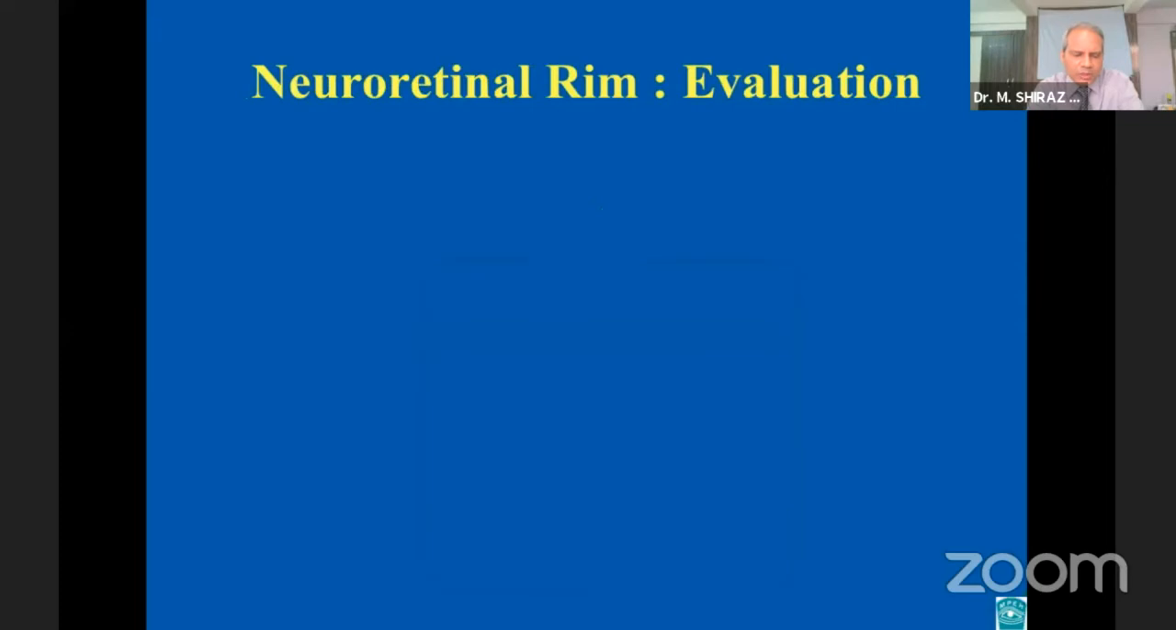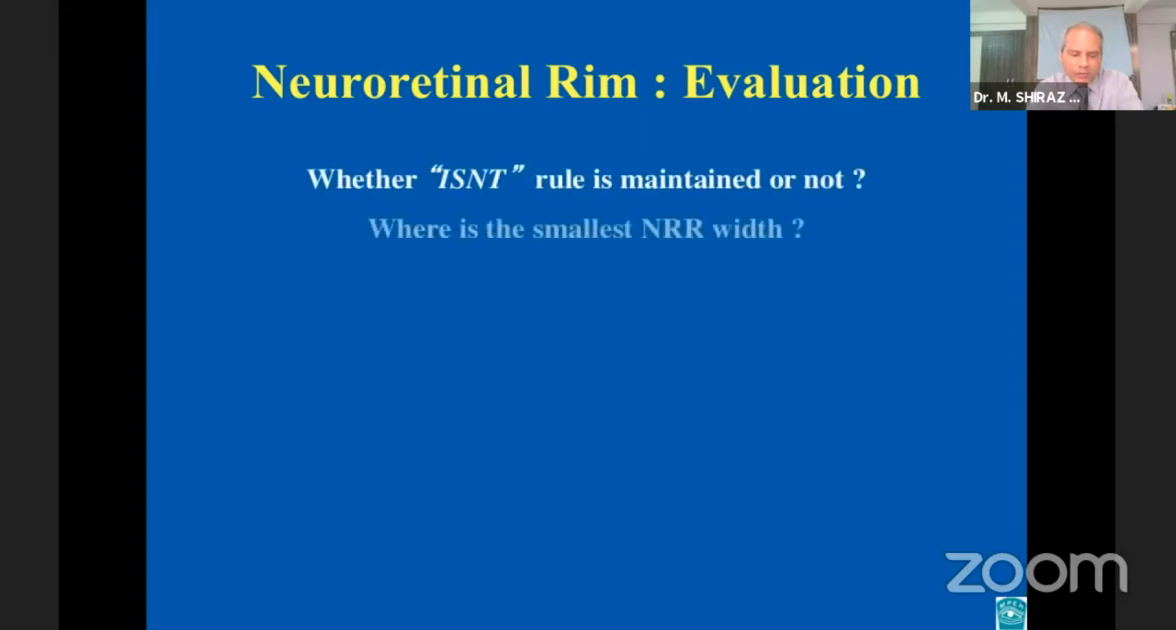So when one starts to examine the neuroretinal rim, 3 questions need to be addressed. First, whether the ISNT rule is maintained or not. Second, where is the smallest NR width? And finally, whether NR loss is focal or diffuse.